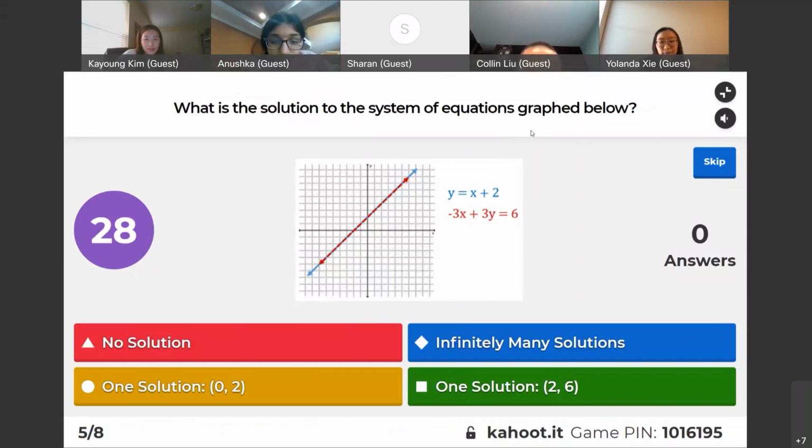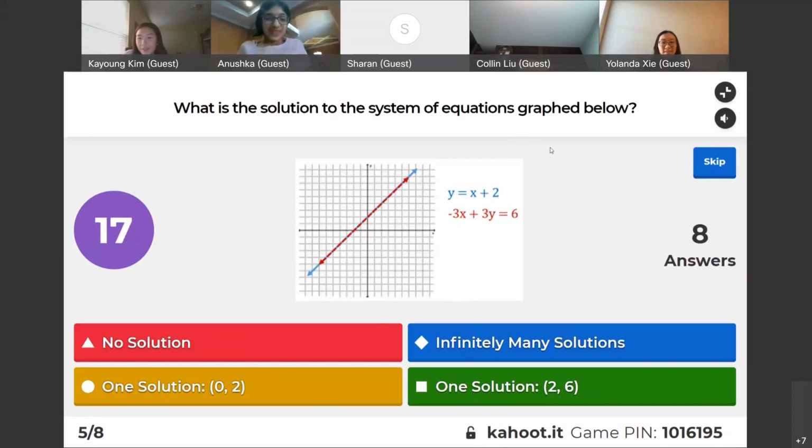Okay, now the lines are right on top of each other. So what does that mean? Maybe the person who keeps picking infinitely many solutions is finally choosing right.